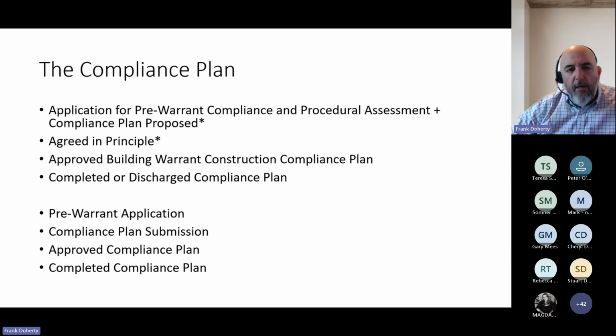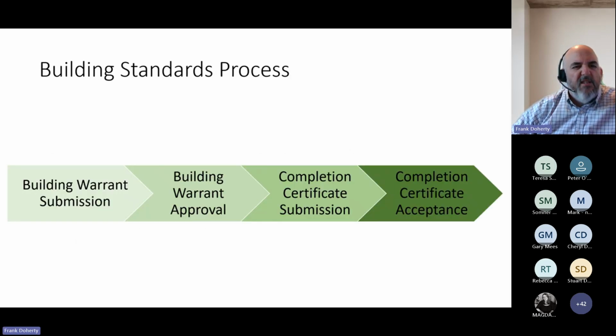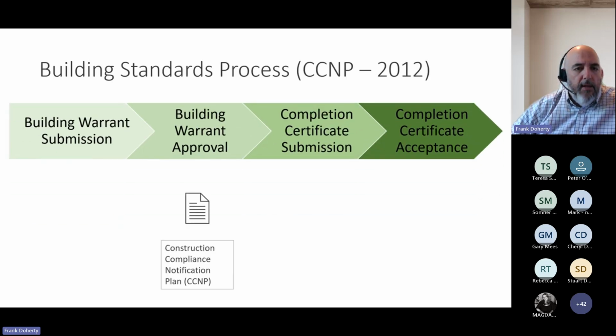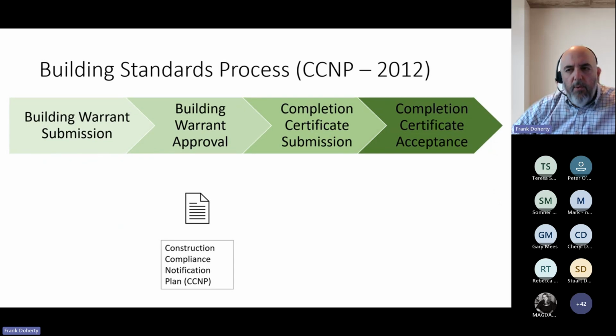That document then becomes a live document for the build, and at completion stage, the completed compliance plan is one of the documents that's used in considering the completion certificate. Now, this is all in development still, but this is what we're proposing at the moment. So if we think about the existing building standards process at the moment, you make your application for warrant, you get it approved, you do that build in the middle, you submit your completion certificate, and that gets accepted if everything's okay. So that's where we are at the moment. In 2012, we introduced this concept of a construction compliance notification plan.